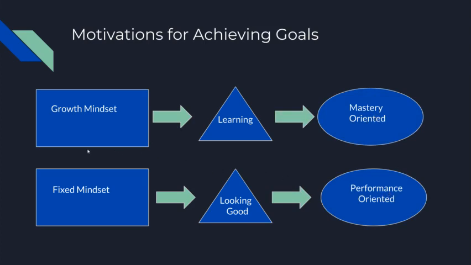So just a little thinking map on how to look at mastery orientation compared to a growth mindset and performance orientation compared to a fixed mindset. So a growth mindset, they like to learn, that's mastery. Fixed mindset, they like to look good, show how much they know. That's performance oriented.